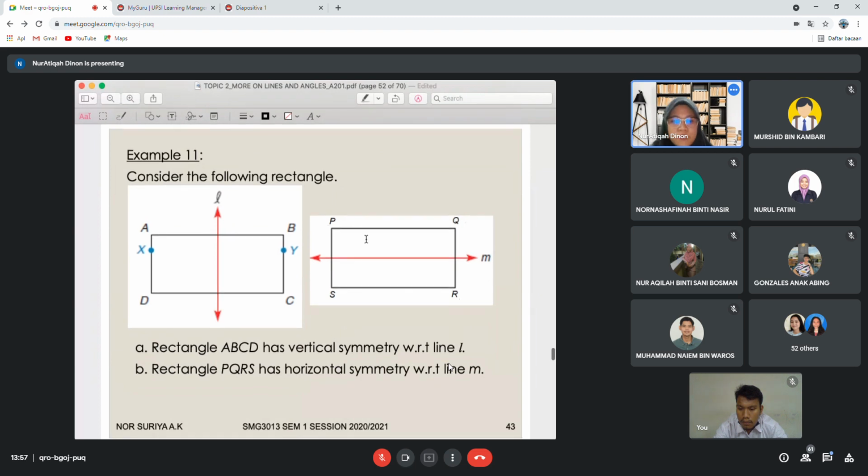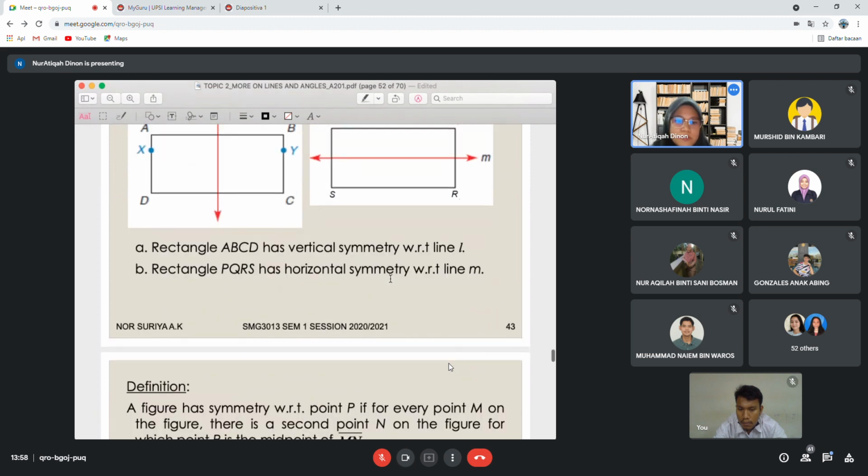And rectangle PQRS here has a horizontal symmetry with respect to line M. If you draw any line here, you can have another line here where M is the perpendicular bisector of the two points.